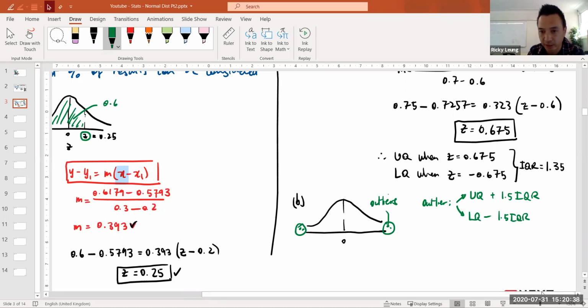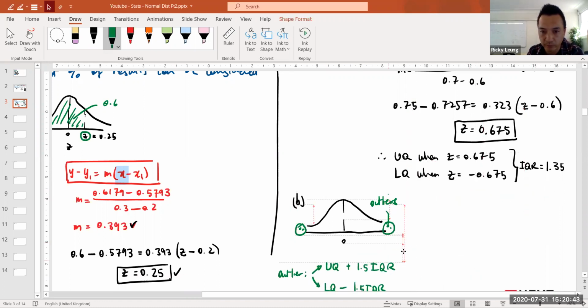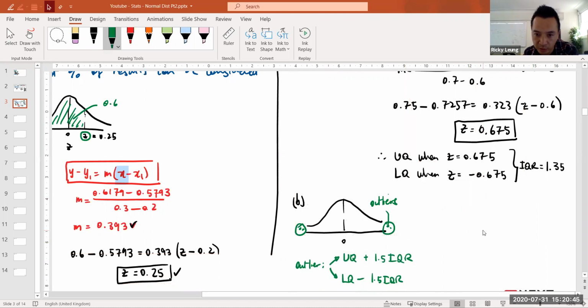I'm just going to shift this over here or below here so I can do a calculation. So what this means is, for the Z values, the upper quartile I know is 0.675. If I add 1.5 multiplied by the IQR, you punch it in the calculator, you get 2.7. So if I take a Z value of 2.7, anything above that is an outlier.